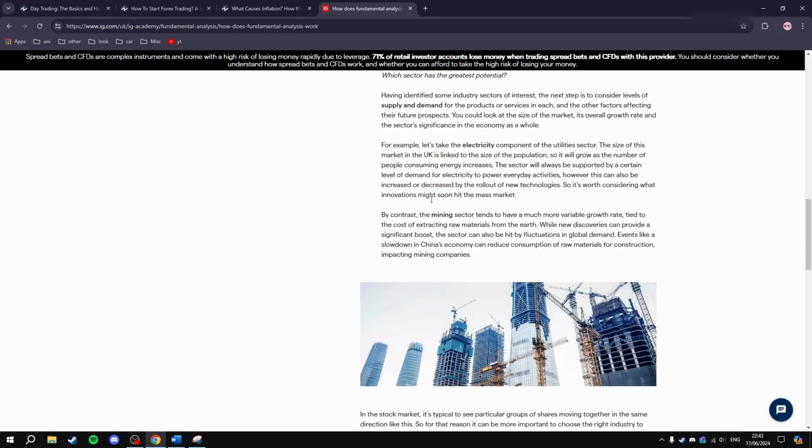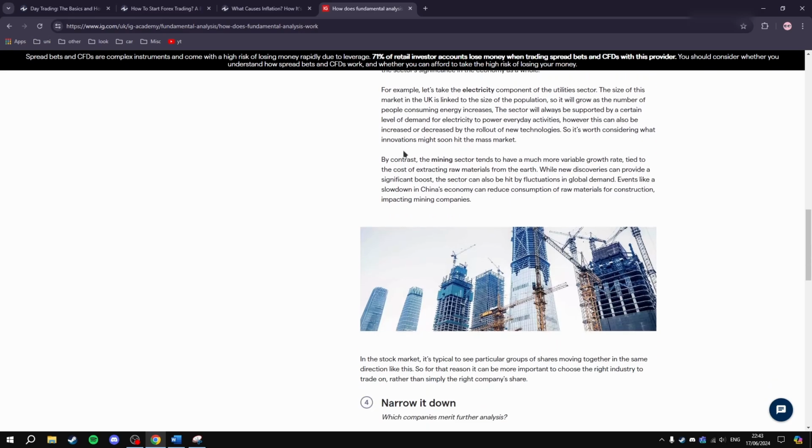Having identified some industry sectors of interest, the next step is to consider levels of supply and demand for the product or services in each, and the other factors affecting their future prospects. You could look at the size of the market, its overall growth rate, and the sector's significance in the economy as a whole.